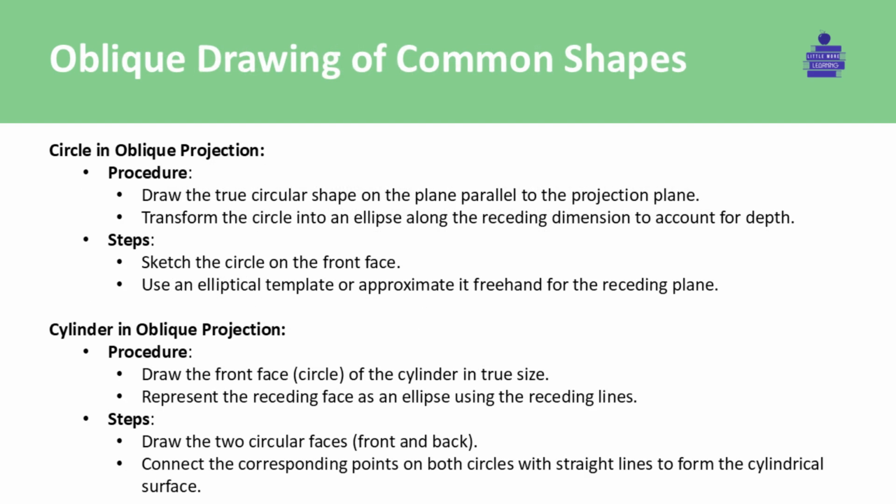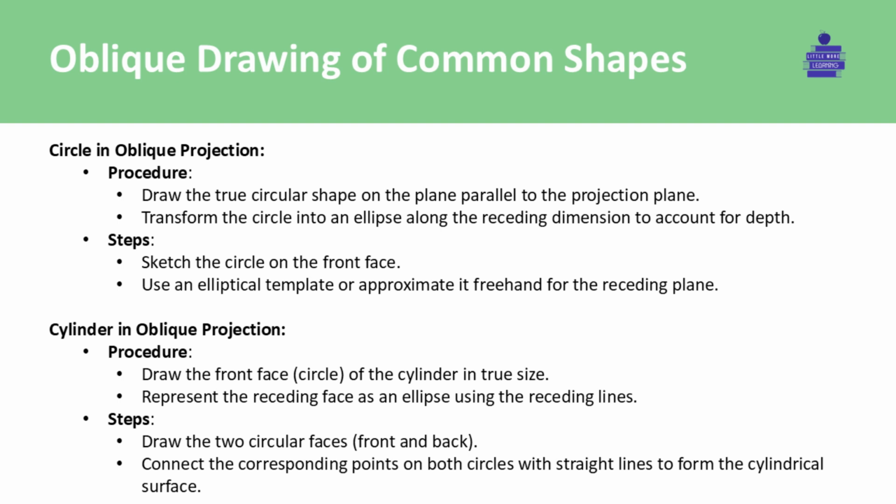Let's explore how to handle circles and cylinders in oblique projection. These can be tricky but fascinating shapes to represent. When drawing a circle in oblique projection, we start with a perfect circle on our front face, exactly as we see it. But when that same circle appears on a receding face, it transforms into an ellipse, like looking at a coin from an angle.